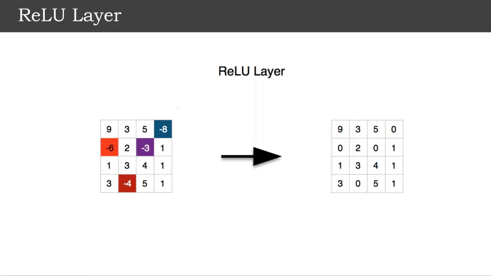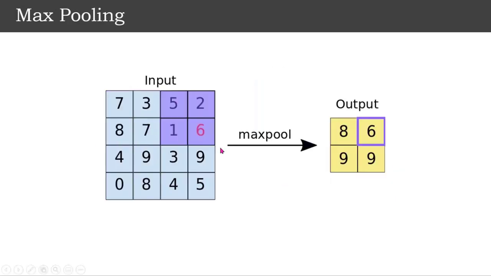There is one more layer called max pooling. Max pooling is the simplest to understand. If a max pooling layer is applied here, it basically takes the maximum value of it.